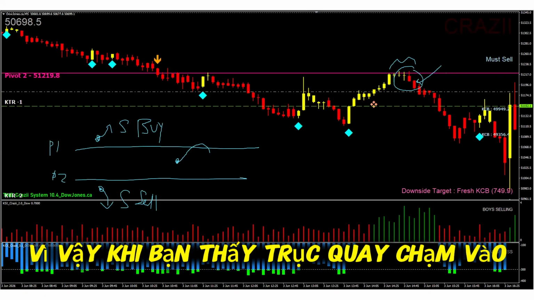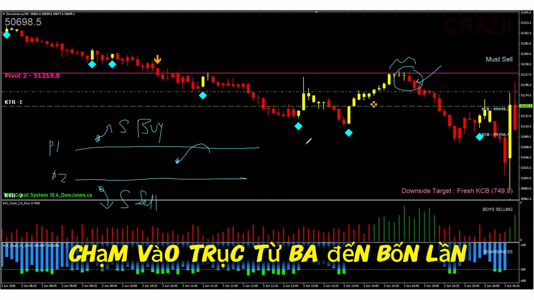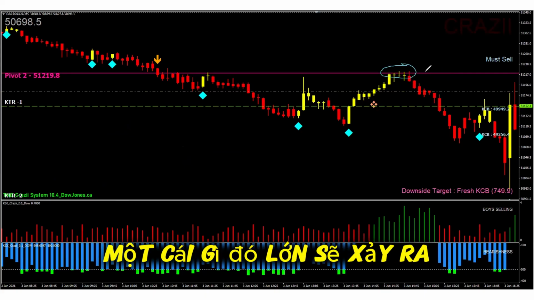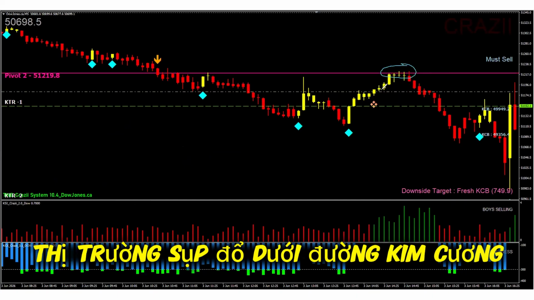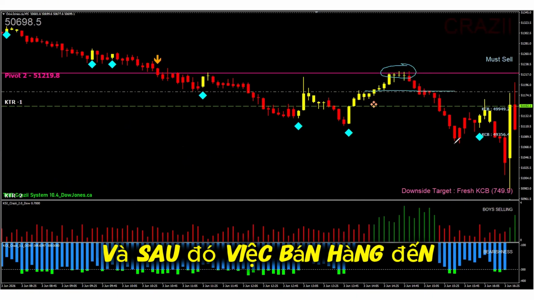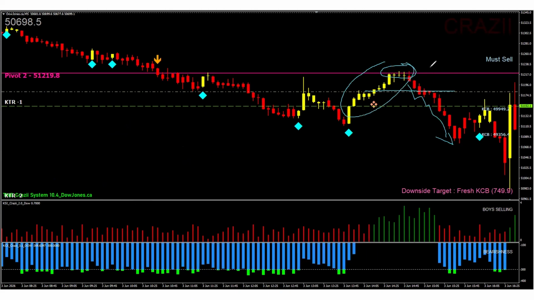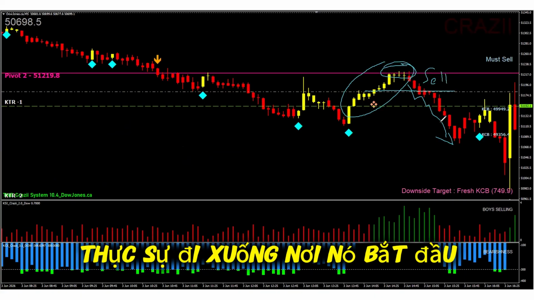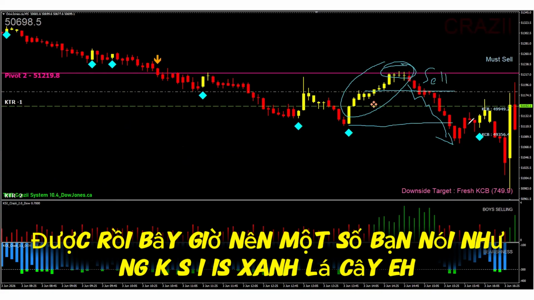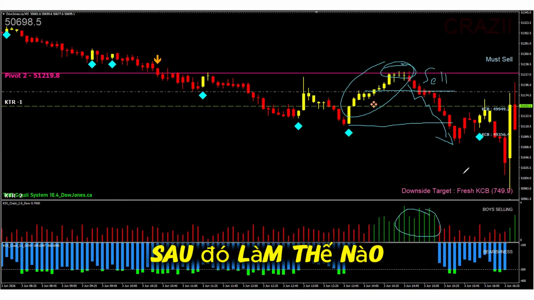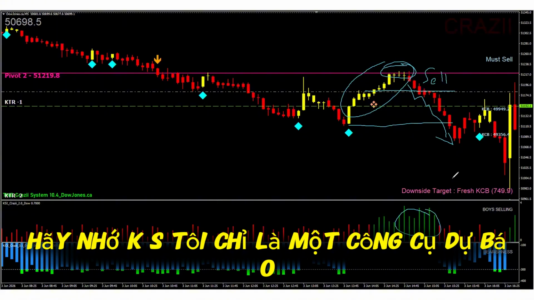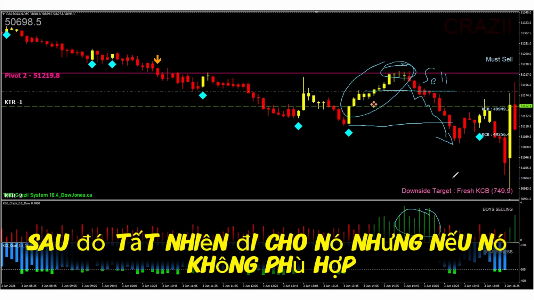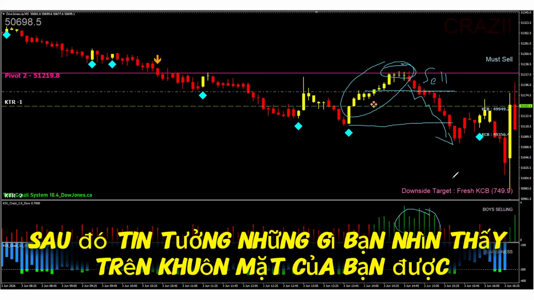When you see the market touching the pivot 3 to 4 times in the last 4 minutes, it's basically telling you something big is going to happen. And truth be told, after that the market cracked down below the diamond line and the selling came in. While everybody was buying, you were selling using the pivot, and you can see the market really came down to where it started. Some of you say, well, Kel, the KSI is green, so how? Remember, KSI is only a forecasting tool. It doesn't predict the future, it follows statistics. If the statistics are in line with yours, then of course go for it. But if not, trust what you see in front of you. That's important.